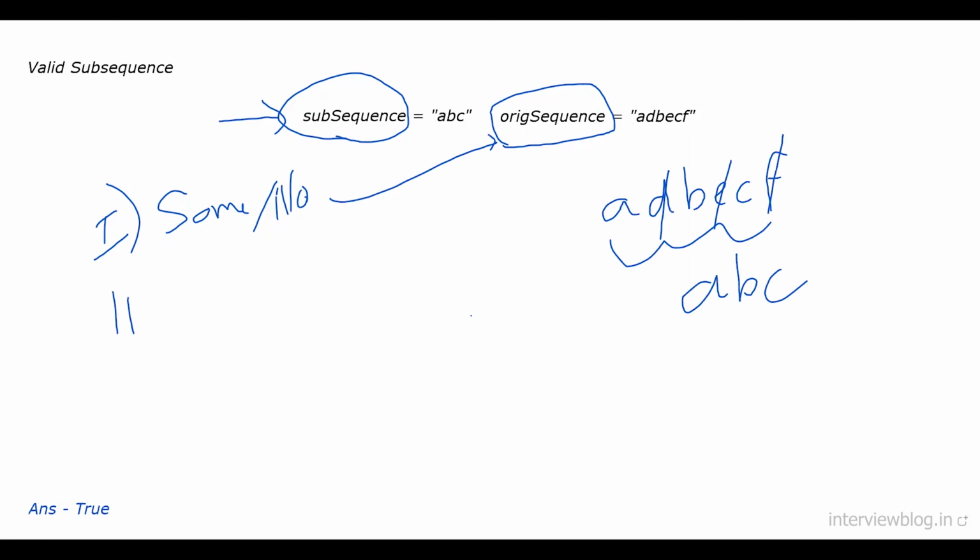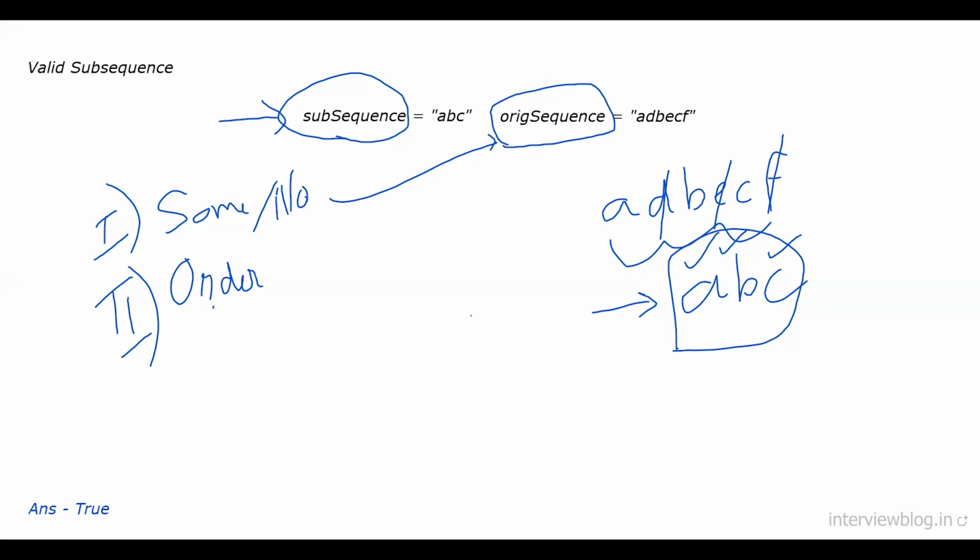The second condition states that the order of the elements should be preserved. That is, the order of the elements present in the subsequence should be in the same order as it is present in the original sequence. We can see that in this subsequence A comes first, followed by B and followed by C. In the same way, in our original sequence, A comes first, followed by B and followed by C. So hope you got the meaning of subsequence. Let us now discuss another example.